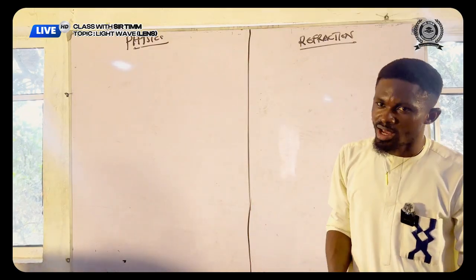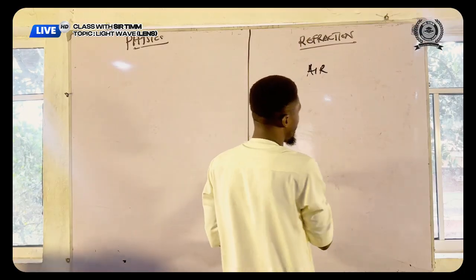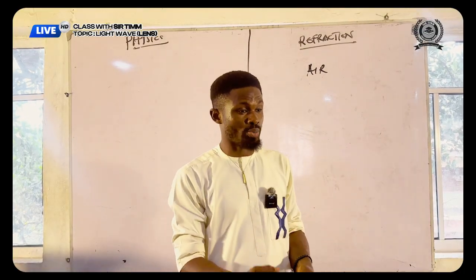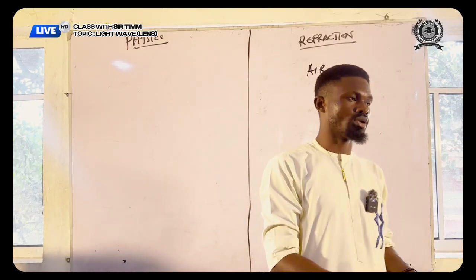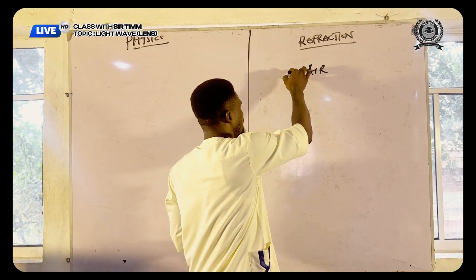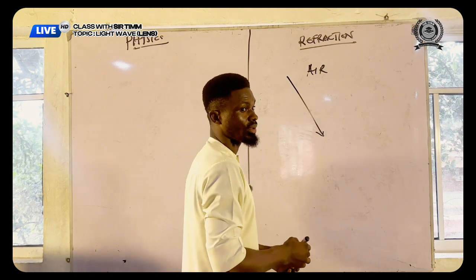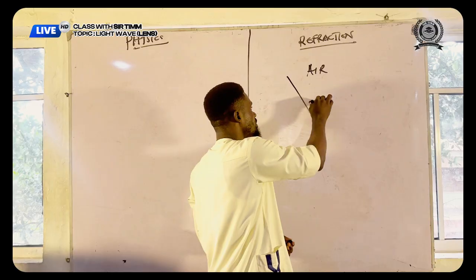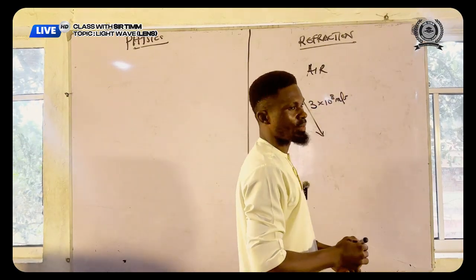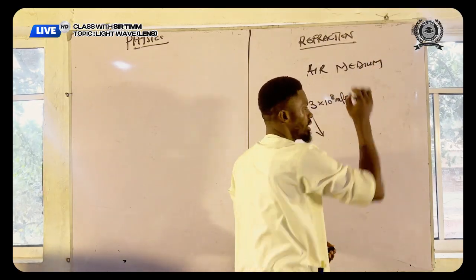Am I communicating? Yes. So if this is air, for instance, so this is air medium, all right? And we know that light travels with the speed of about 3 times 10 power what? 8 meter per second, isn't it? So as far as this light is traveling like this through the air, it is going to be moving with this speed. I get to my point. This is air medium.